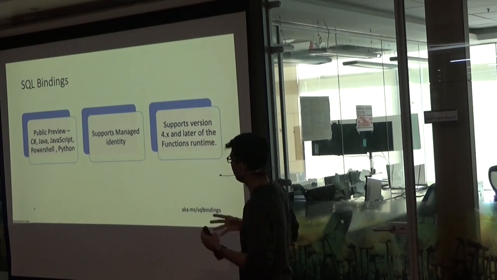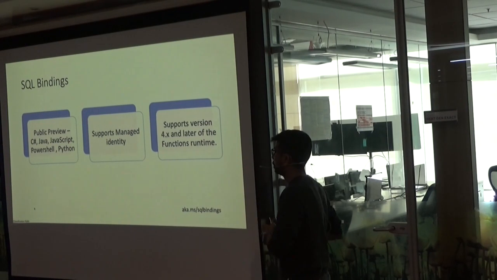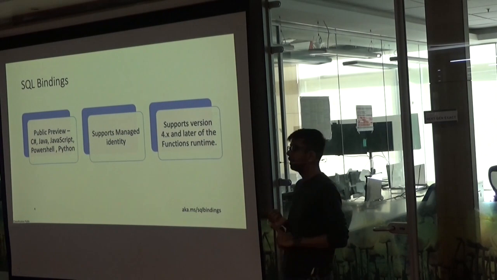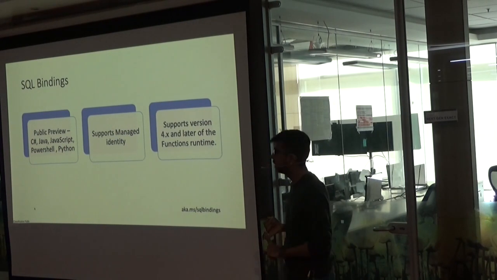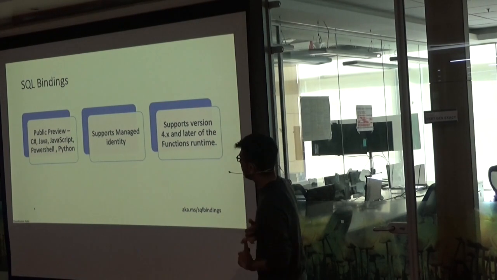And SQL binding, specifically the topic of discussion today, talks about how an Azure Function is able to talk to Azure SQL through bindings. These bindings are in preview stage. They were released about 5 months back and are still not in GA. So be aware that what you see in the demo might change later. But in public preview, there are 5 languages it currently supports.